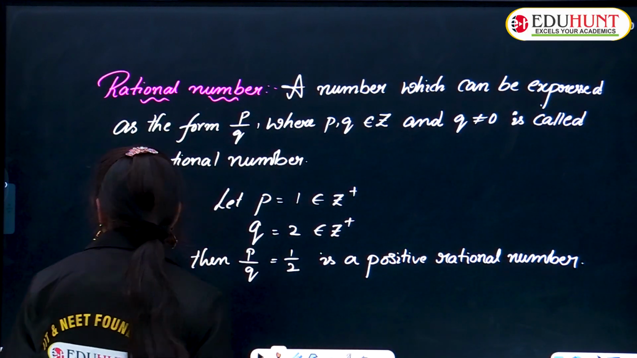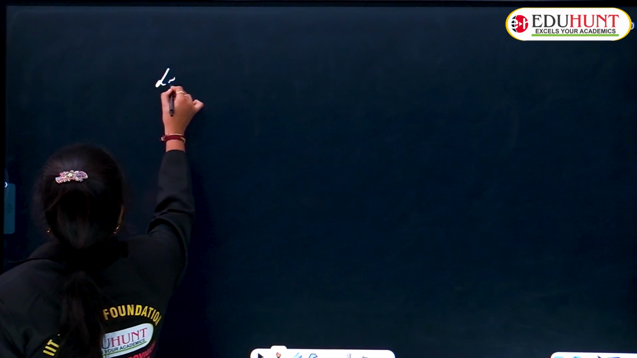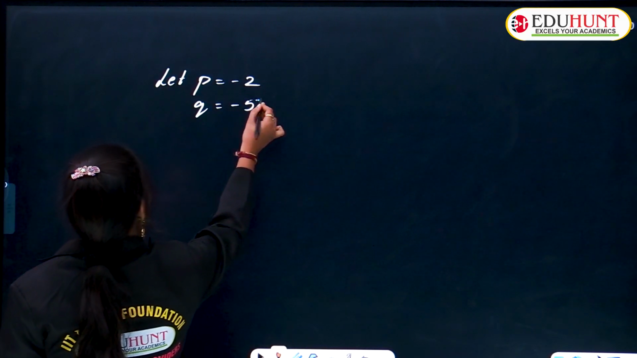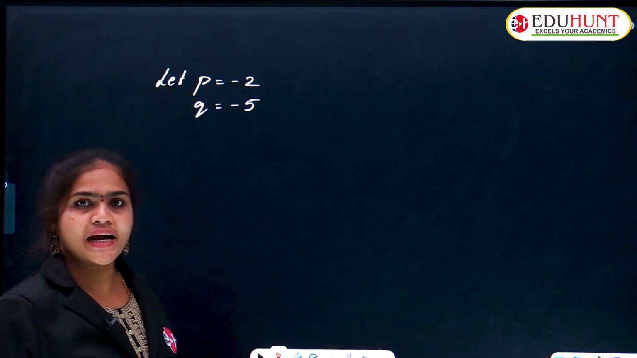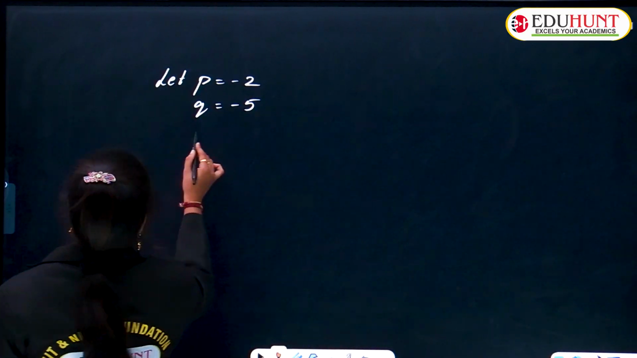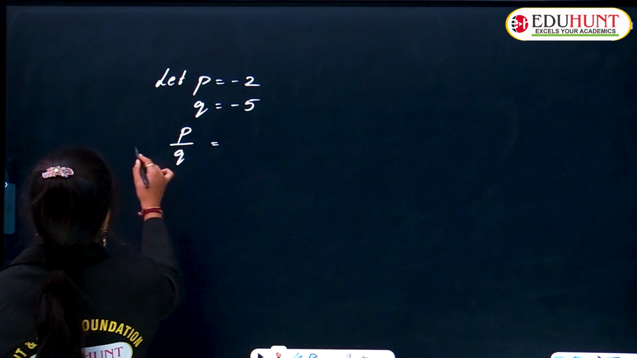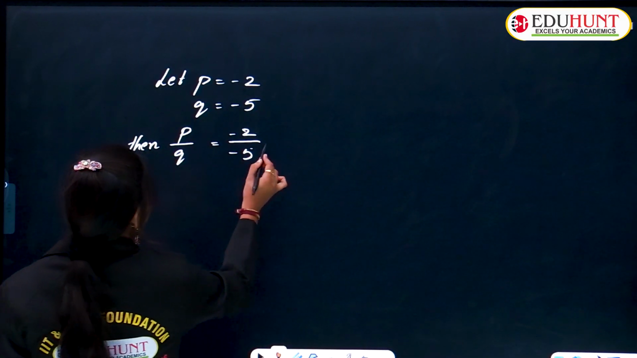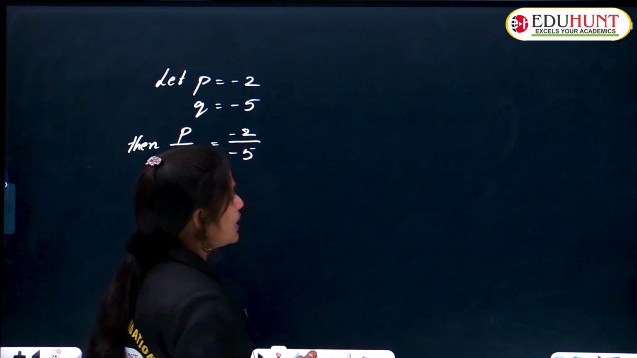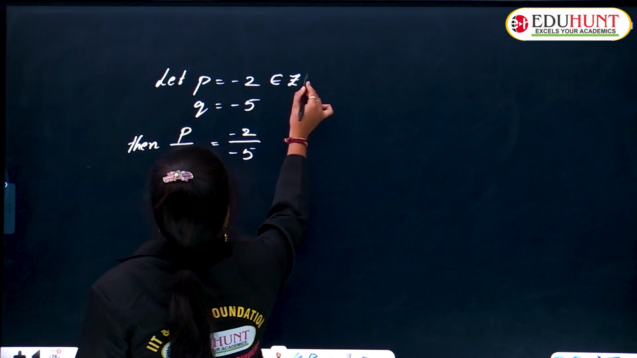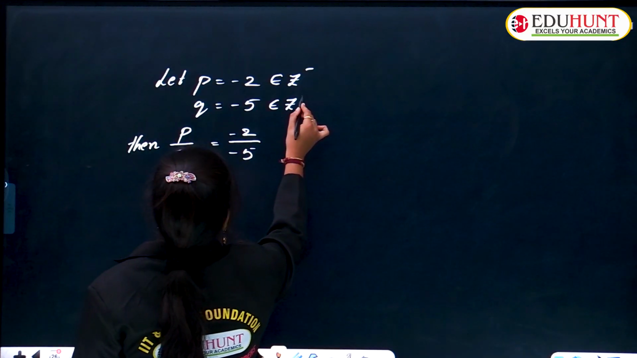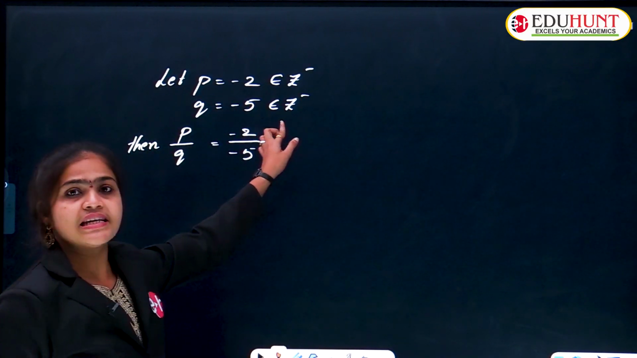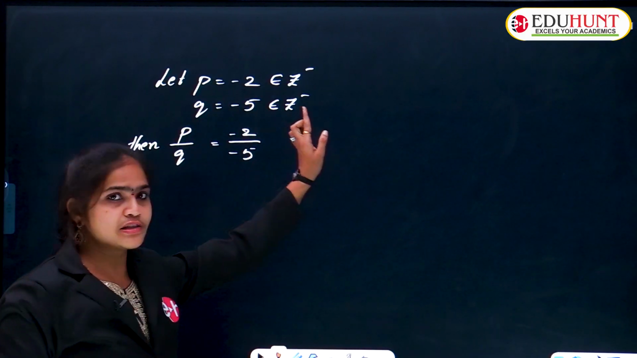Understood? In the same way, for example, let P equal minus 2, Q equal minus 5. Then P by Q is equal to minus 2 by minus 5. Is it a positive rational number or a negative rational number? Minus 2 is a negative integer, and in the same way minus 5 is also a negative integer.